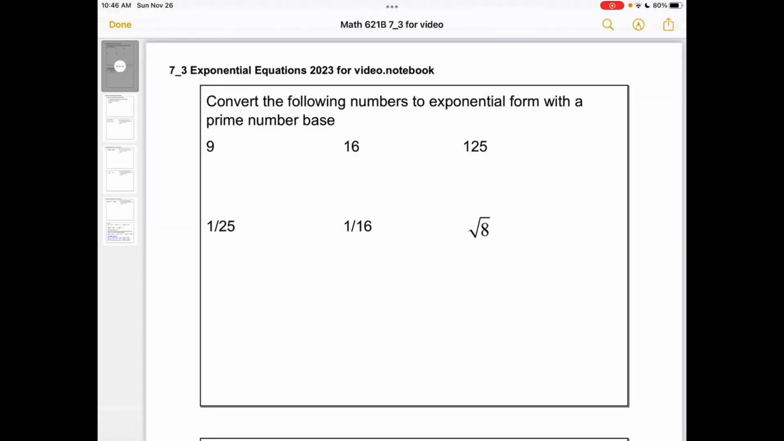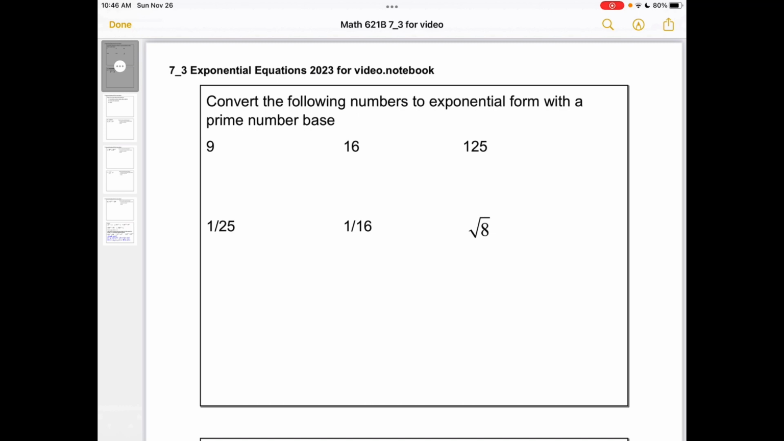Hi folks. Today we're going to look at solving exponential equations, which are equations where the x, or the variable, is up in the exponent. And there's a technique that we're going to use that will require us to rewrite numbers in convenient forms for us. So just as a warm-up exercise, we're going to take a look at converting these numbers that are over here into a form where they have a prime base.